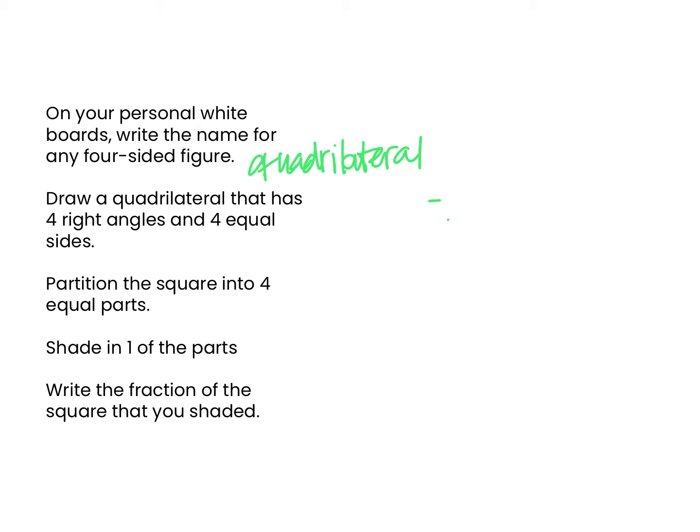Well, by now we know that is definitely a square. So we're going to draw a square and partition that square into 4 equal parts. You can do it however you like. I'm going to do it this way. We're shading in one of those parts, and the fraction of that square would have been 1 part of the 4. As usual, pause the video when necessary.